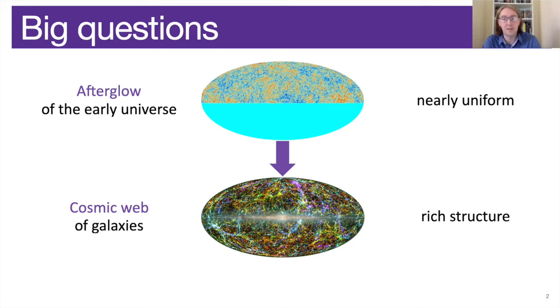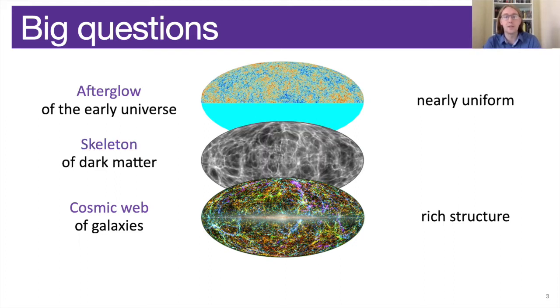By mapping all the galaxies in the sky with telescopes, we can see this cosmic web with structure on all scales. The big question in structure formation is then, how do these tiny initial seeds of structure from the early universe evolve to become this complex network-like structure?